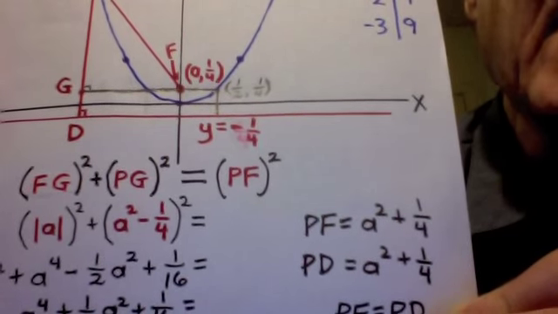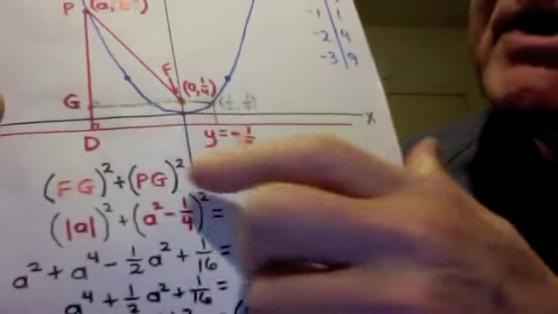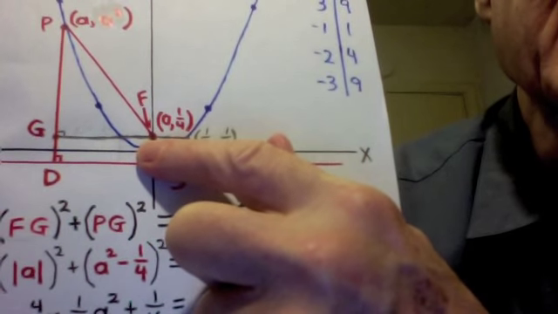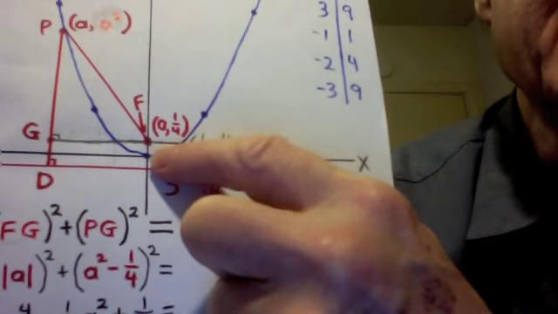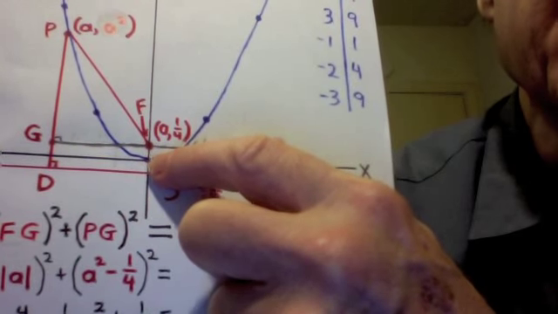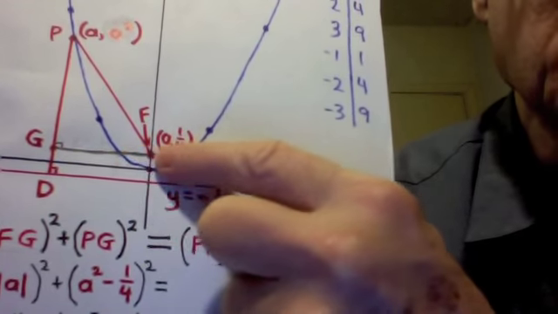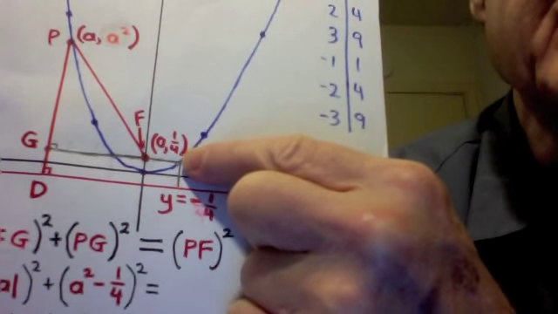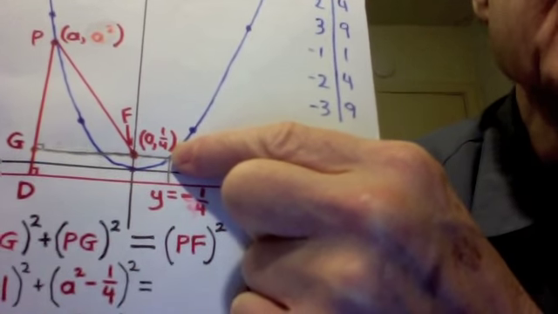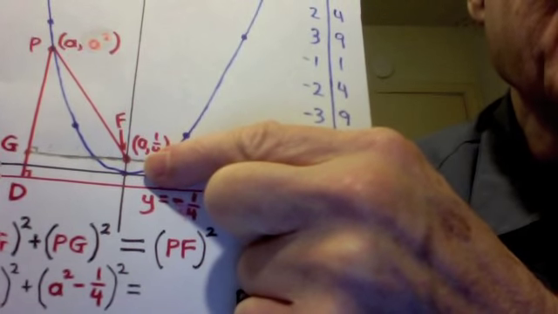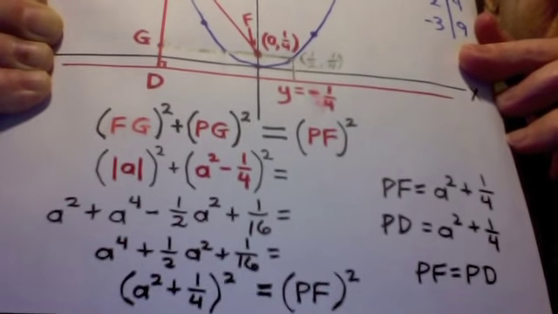Now, what I have not included in this explanation is the situation where the point P is down here close to the vertex, between the vertex and one of these two points that are directly horizontal to the focus. I leave that part of the proof to you. It's very similar to what you see here.